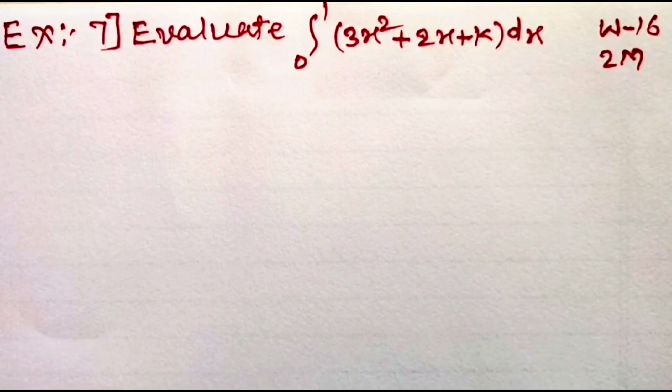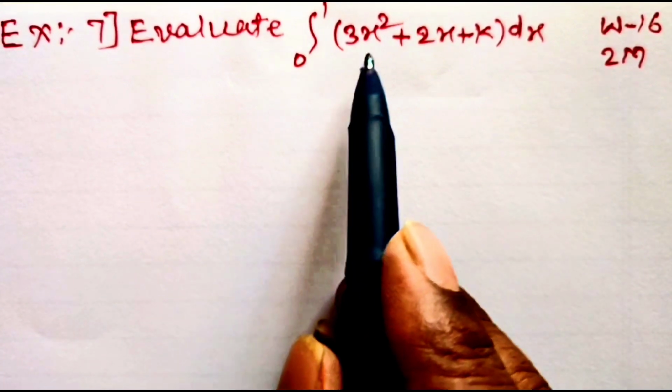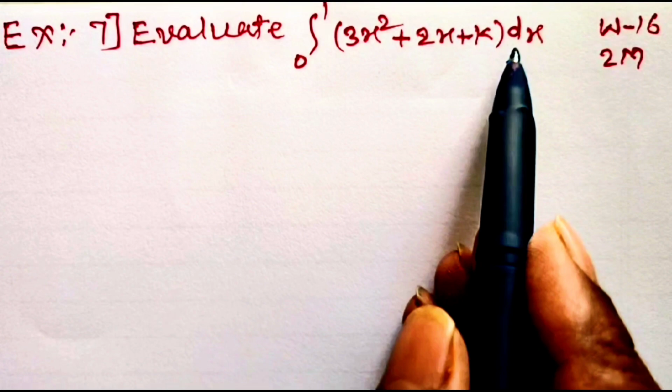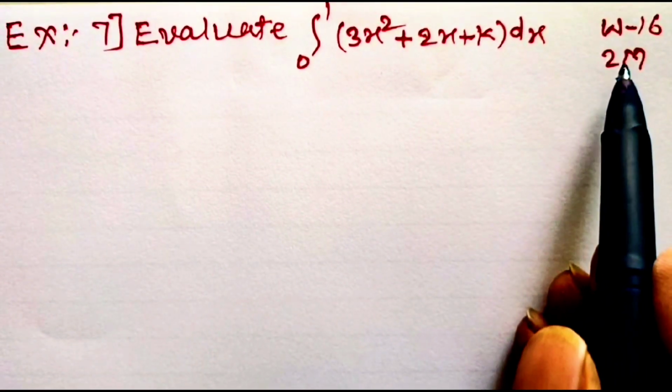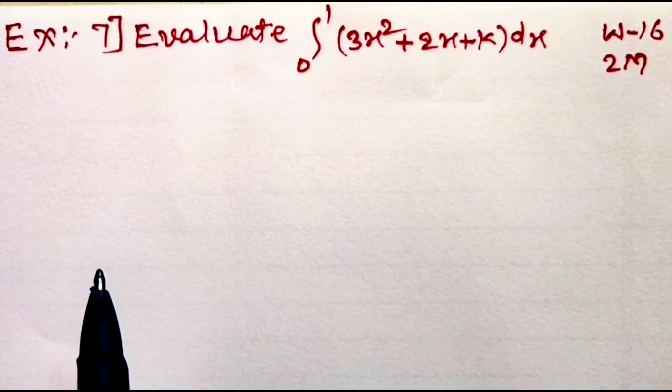Let us solve example number 7. Evaluate the integral from 0 to 1 of (3x² + 2x + k) with respect to x. This sum appeared in winter 2016 for 2 marks. To evaluate this integral, we must know standard formulae.